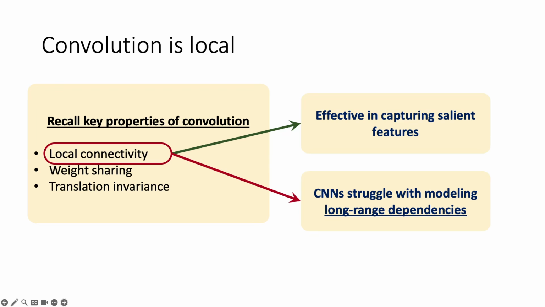It struggles with modeling long-range dependencies. CNNs can achieve this to some extent, but typically at the cost of significantly increasing the network's depth. So we are going to see some approaches that can overcome this limitation.